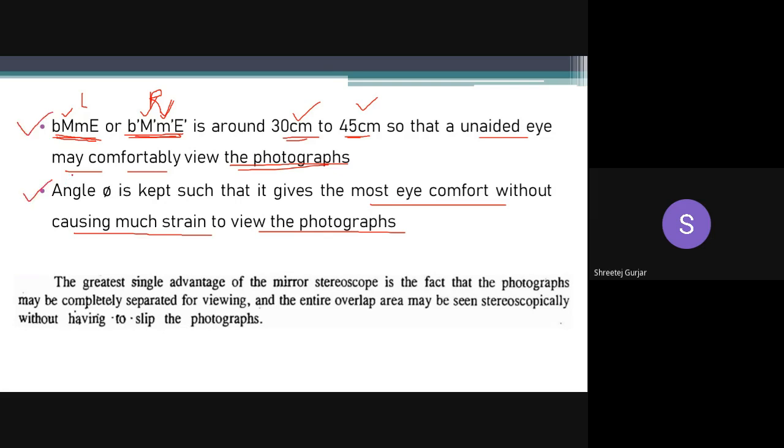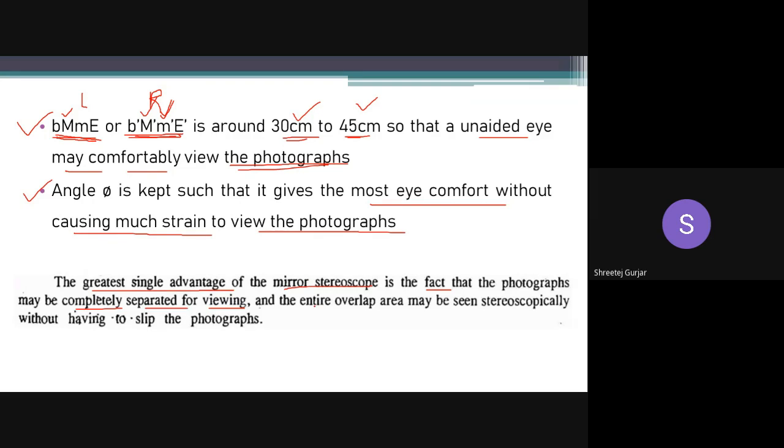Now, what is the greatest advantage of this mirror stereoscope? The greatest single advantage of mirror stereoscope is the fact that the photographs can be completely separated for viewing. So the two photographs which you have can be viewed separately also. If you want to work on those two photographs, you can do the work individually on each of the photographs.